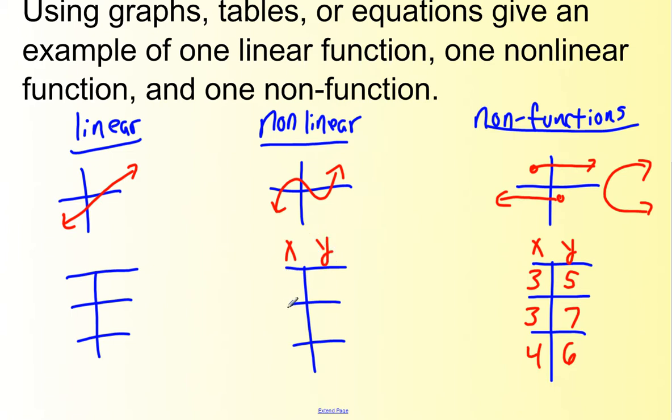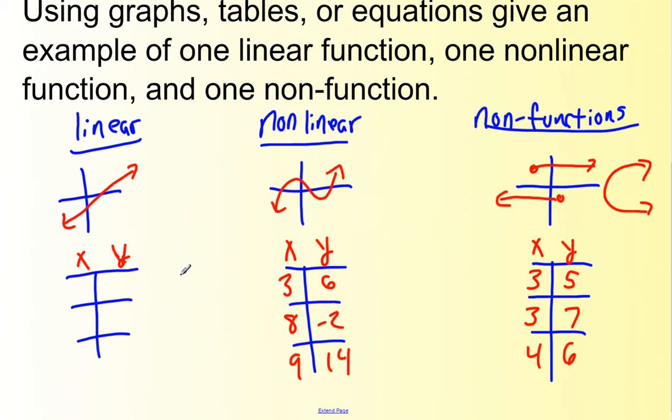Nonlinear, pretty much as long as you don't make the same input with different outputs, you're pretty much fine. So if I pick just a couple random numbers, 3, 6, 8, -2, 9, 14, the chances of these all having a constant rate, if I just randomly pick numbers, is extremely slim. So this is going to be nonlinear. Each input has a different output. I'm good.